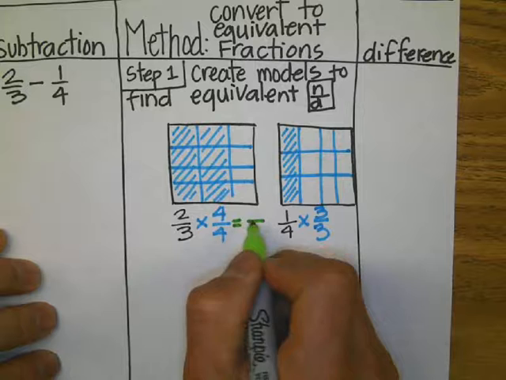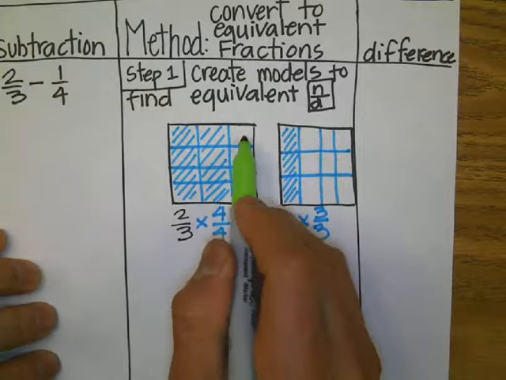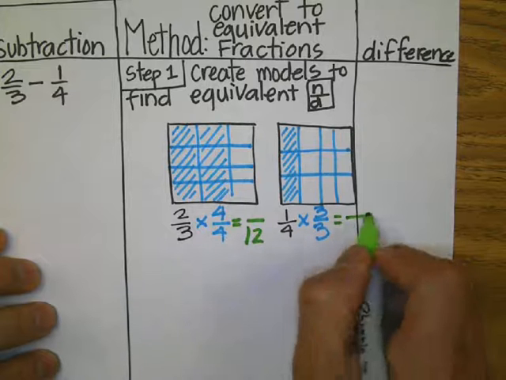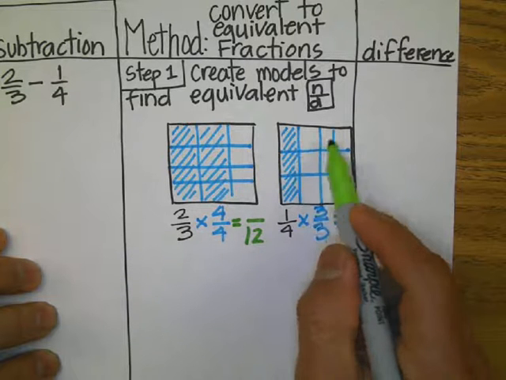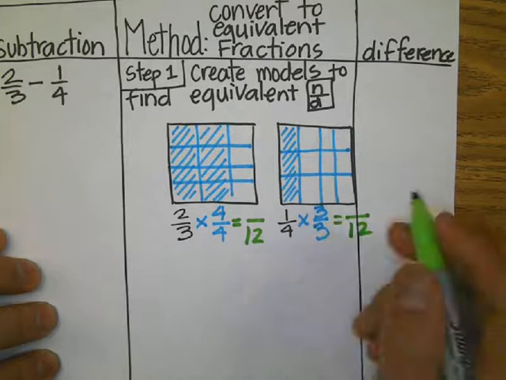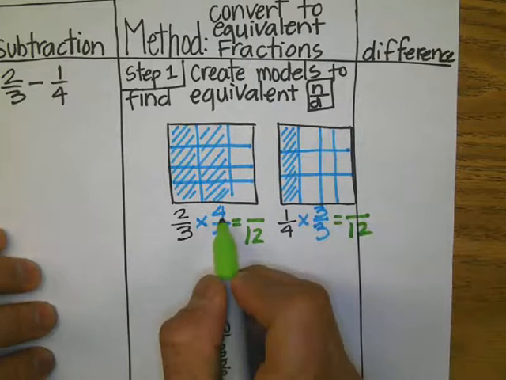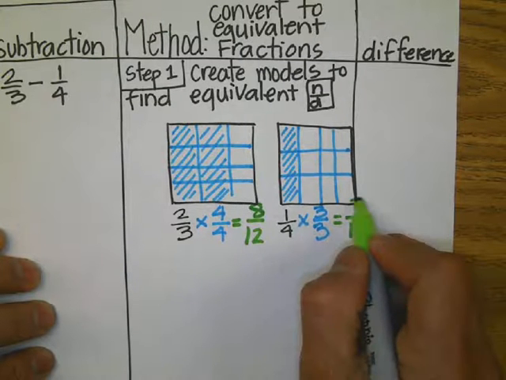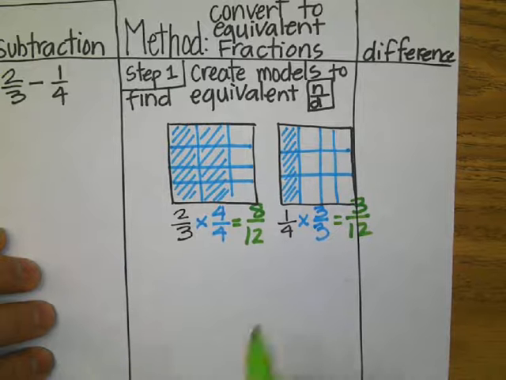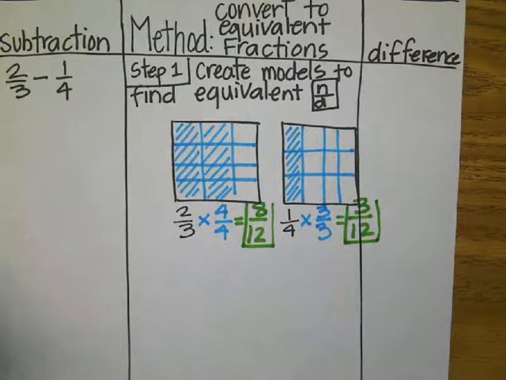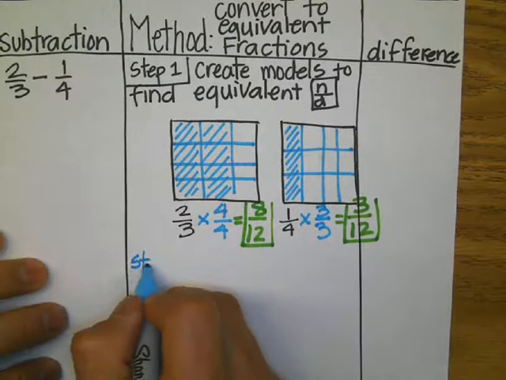This one says 1, 2, 3, 1, 2, 3, 4. 3 times 4 equals 12. And let's look at this one. 1, 2, 3, 4, 1, 2, 3. So that's going to be 12. 4 times 3 equals 12. Now we'll multiply the numerators. 4 times 2 equals 8. And 3 times 1 equals 3. My friends, we found the equivalent fractions. And now our next step is going to be step number 2.